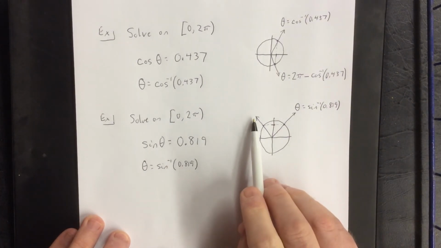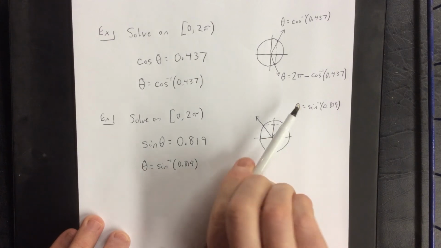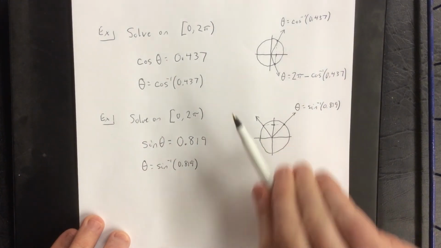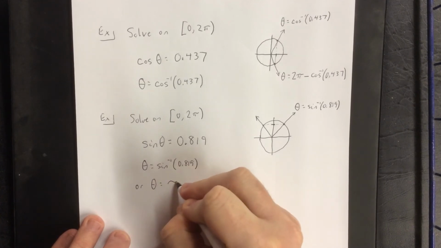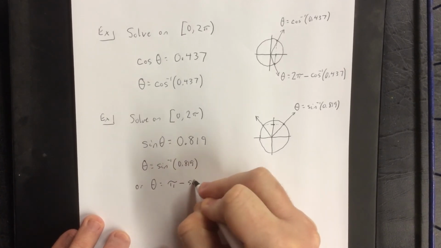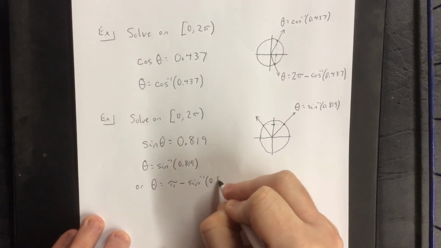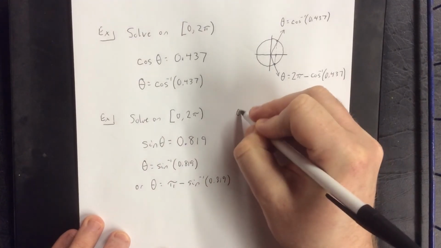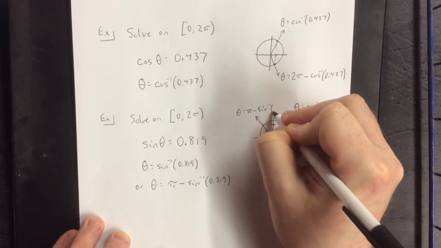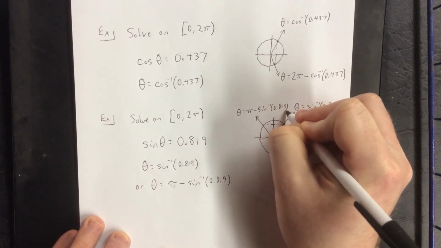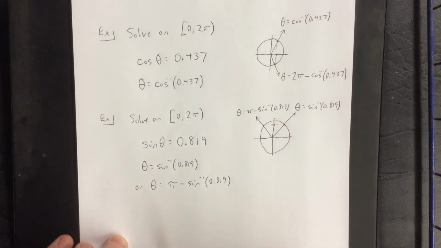In order to get the corresponding quadrant 2 angle, we would need to chase the angle from quadrant 1 into quadrant 2. And the way that we do so is by saying pi minus the given angle. So this would be theta equals pi minus the inverse sine of 0.819. That would be our two answers.